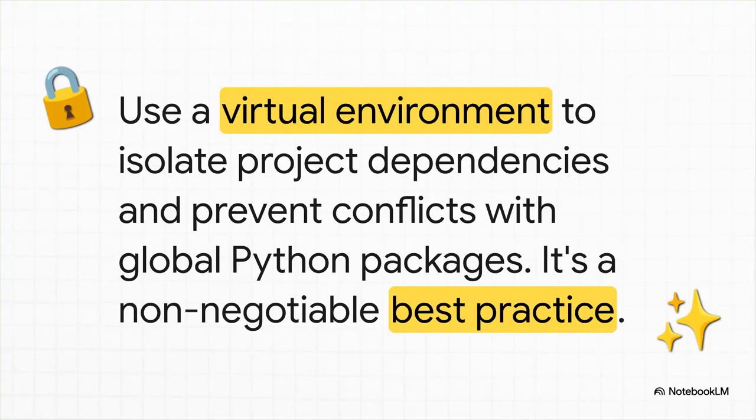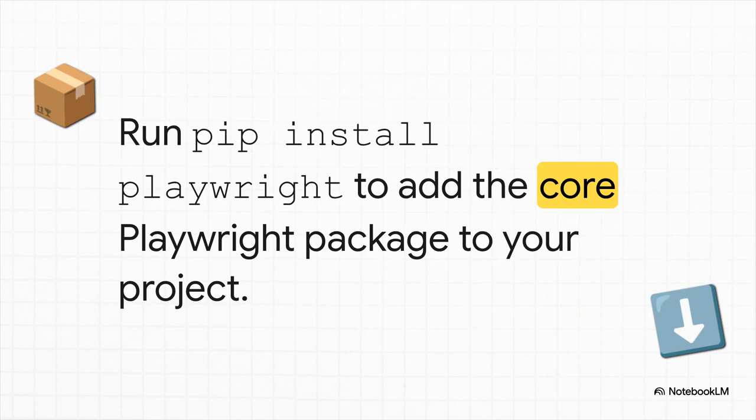But wait, before you type anything, here's a little insider tip you won't find in most tutorials. Always, and I really mean always, start by creating a virtual environment. This keeps your project's dependencies totally isolated. It prevents nasty conflicts with other projects, and honestly, it's just what the pros do. All right, with your virtual environment activated, it is time for step one. You're just going to run pip install playwright. This command goes out to the Python package index, grabs the core Playwright library, and installs it neatly into your isolated environment. This is you getting the toolbox.